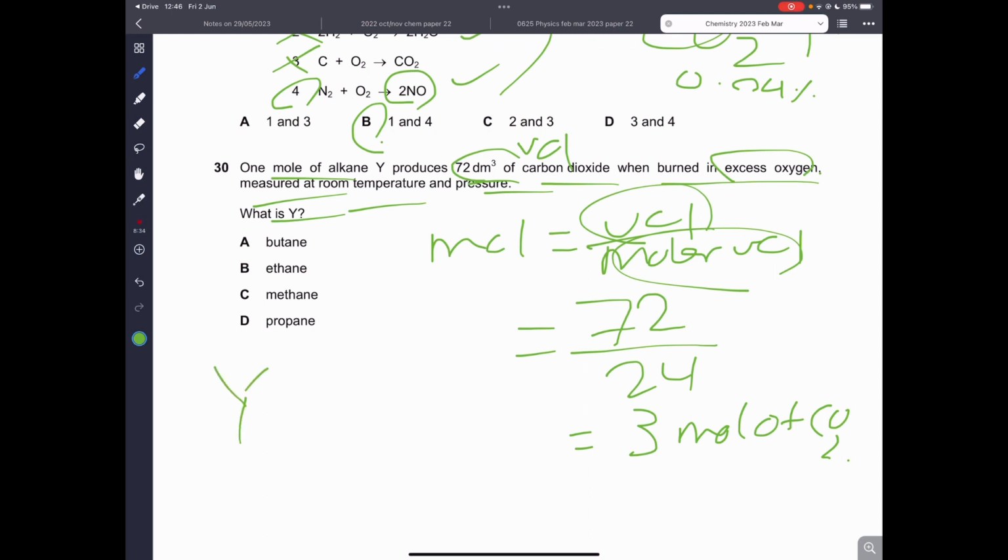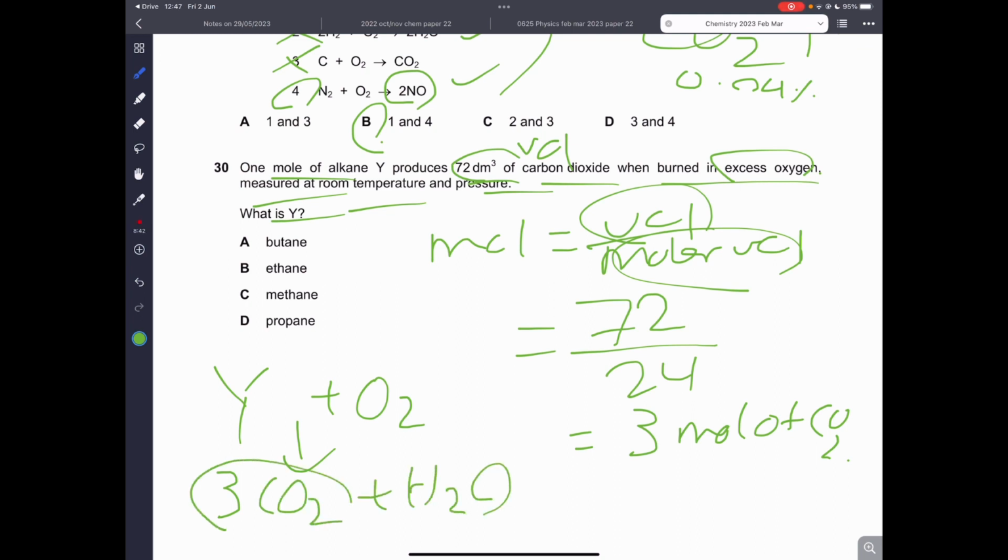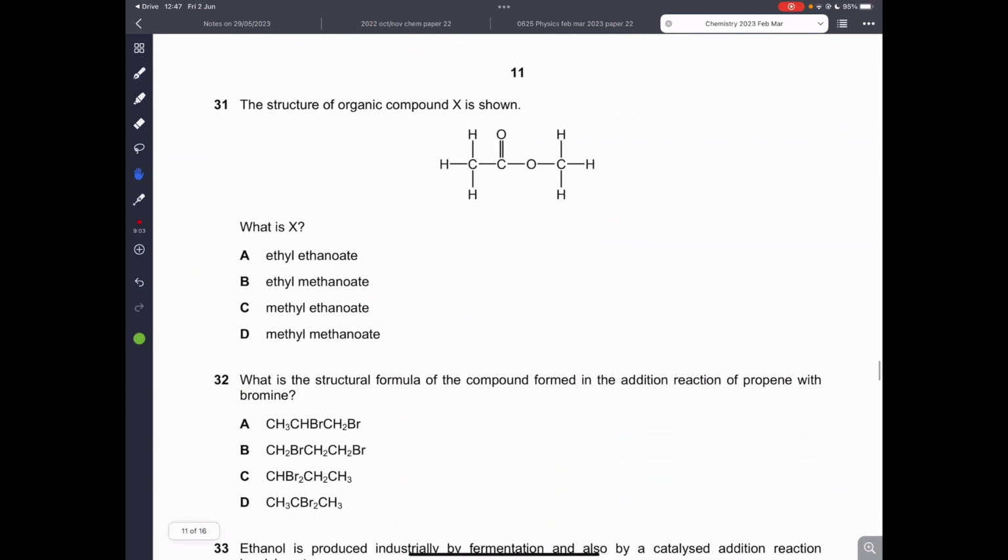And so this Y has to react with oxygen to form 3 CO2 plus H2O. Now remember, this 3 CO2 has given us a hint of what Y could be. Because there are 3 carbons, the carbon of Y should also be C3. And what is C3? It has got to be propane, because propane contains C3H8. So D is the correct answer.